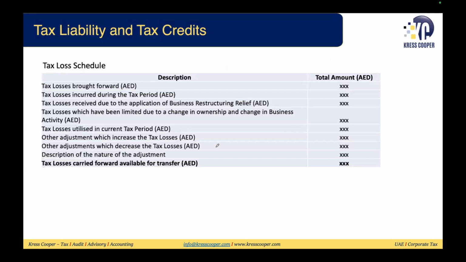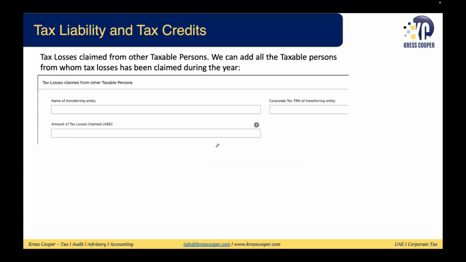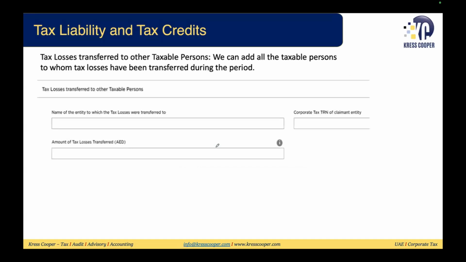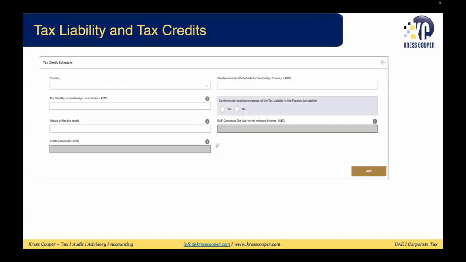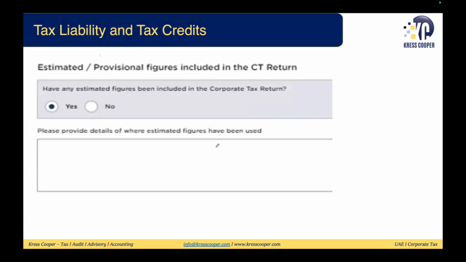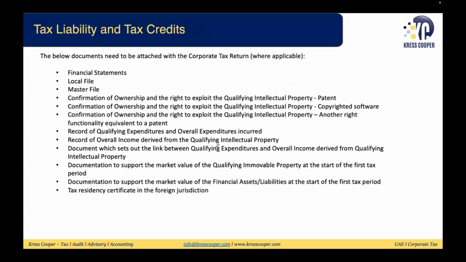Then tax liability and tax credit: we need to calculate the tax liability and adjust the losses. After adjusting the losses, then we need to adjust the foreign tax credit and withholding tax. These things we need to adjust. After adjusting this, we will arrive at the final taxable amount on which we will be liable to pay the tax. So these are the very basic, I think, estimated provisional figures.